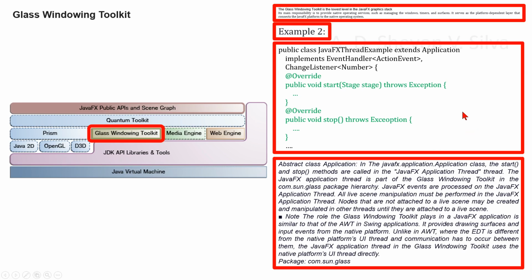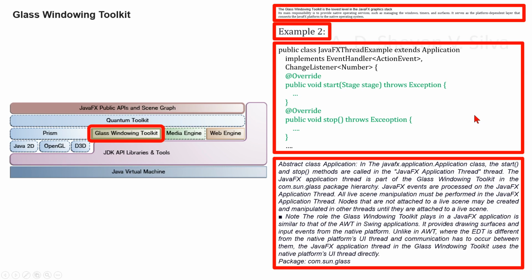JavaFX events are processed on the JavaFX application thread. All live scene manipulation must be performed in the JavaFX application thread. Nodes that are not attached to the live scene may be created and manipulated in other threads until they are attached to a live scene.